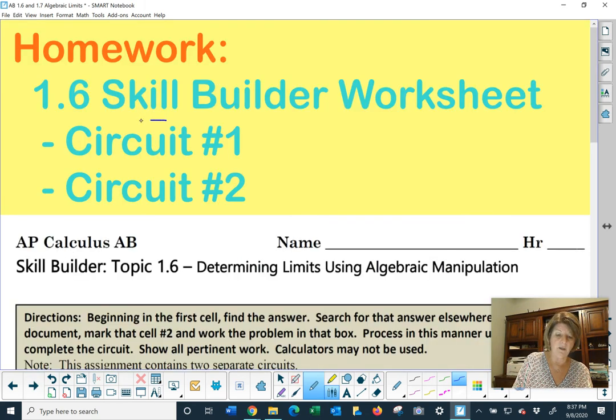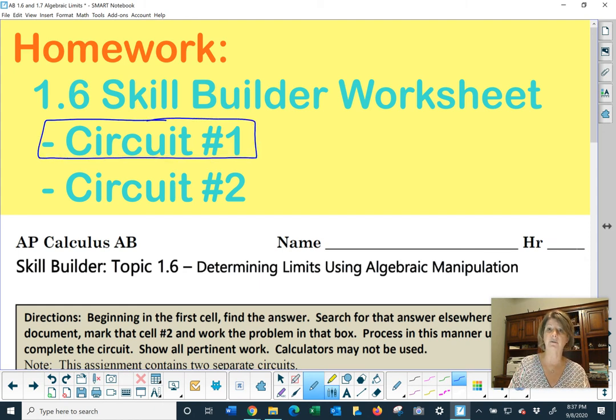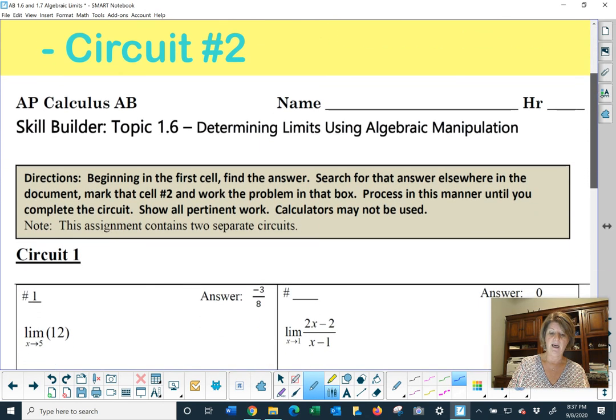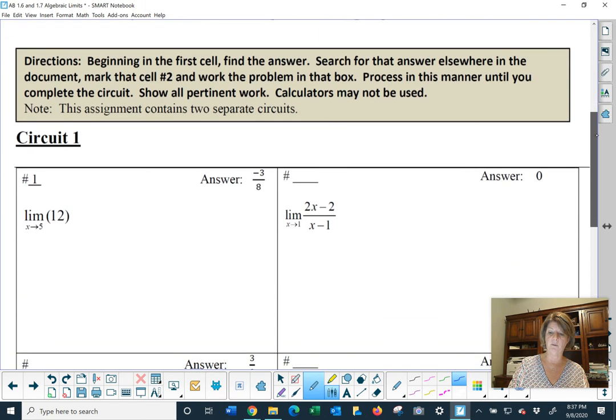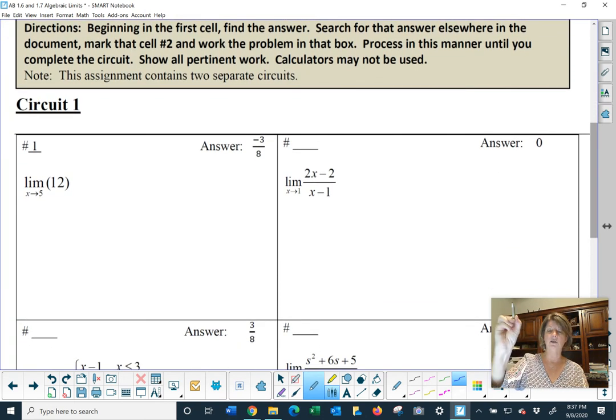All I'm asking you to do, I think for the first is check the calendar, but I think it's just doing circuit number 1. So what is a circuit? I can't remember if we've done these already in class or not.